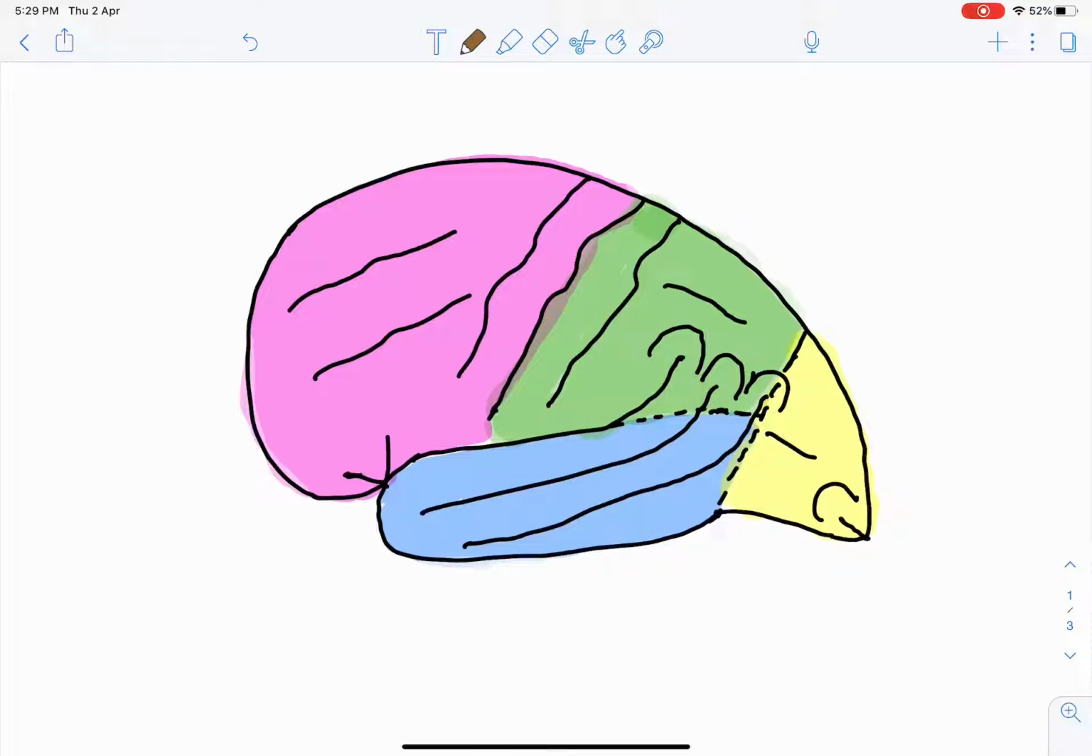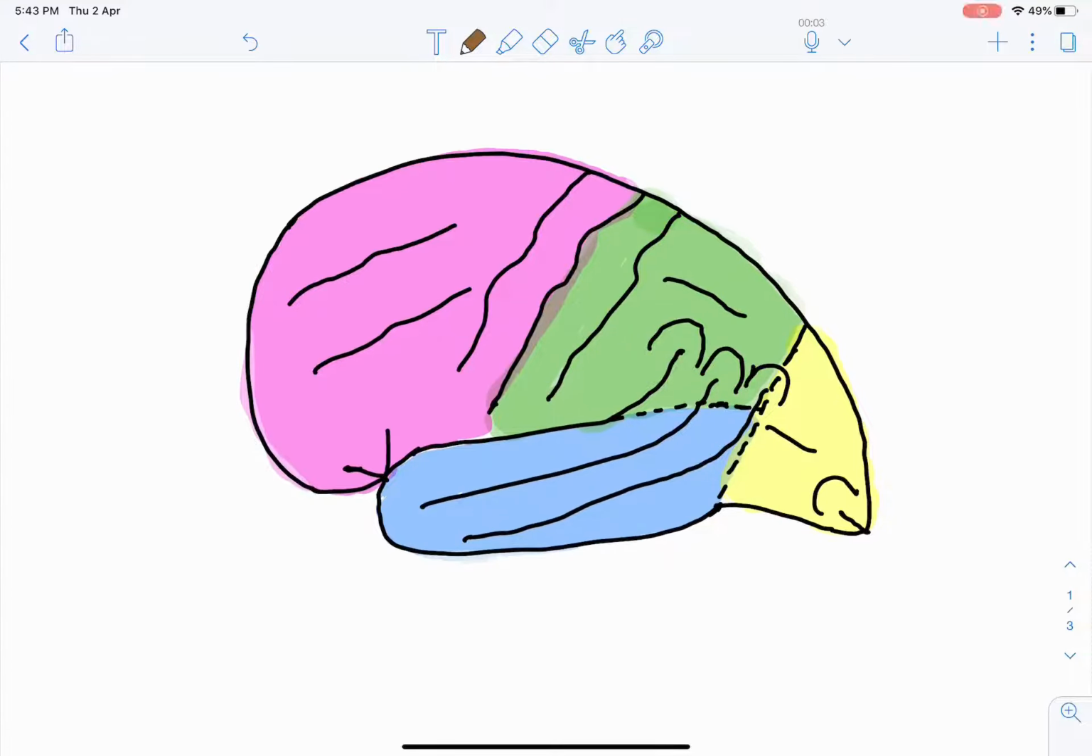We are going to learn the functional areas lobe-wise. That is, we are going to learn the functional areas in the frontal lobe first, then the parietal lobe, then the temporal lobe and occipital lobe. Okay, so now we are going to learn about the functional areas in the frontal lobe.